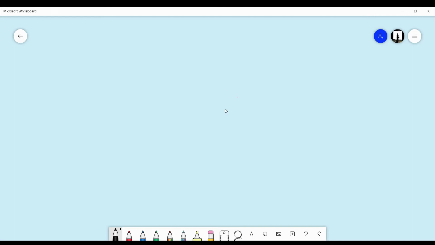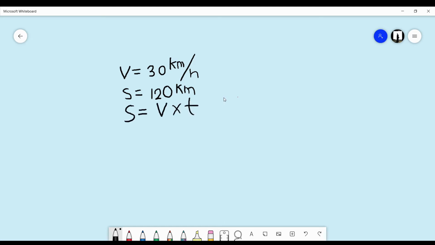Okay, so now let's see. We have the speed equal to 30 kilometers per hour, and the distance is equal to 120 kilometers. Now let's put the formula here. We have S equals V times T. We can change it because the question asks for T. So time equals distance S over speed.